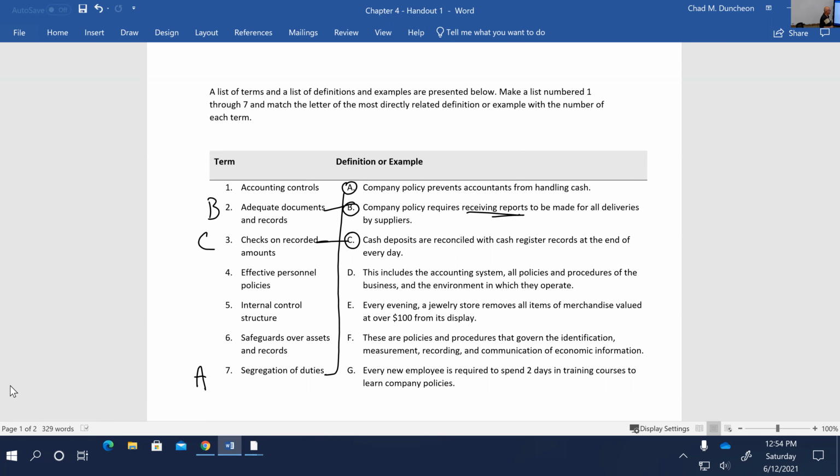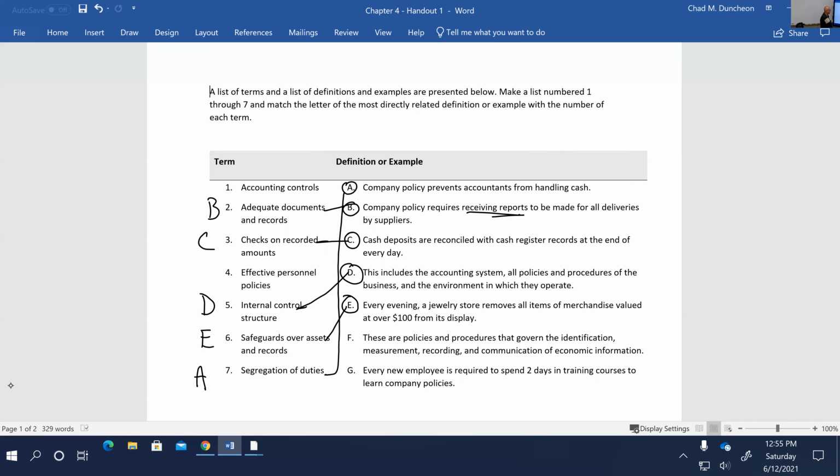Okay. This includes the accounting systems, all policies and procedures of the business, and the environment in which they operate. And that is everything that deals with internal controls. So it's 5, internal control structure. Every evening, a jewelry store removes all merchandise valued at over $100 from its display and puts it in its safe. It is safeguarding assets and records.